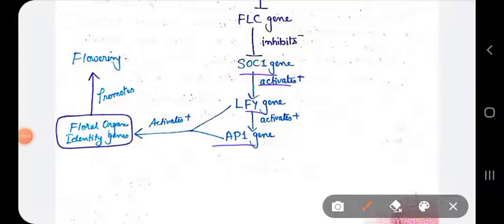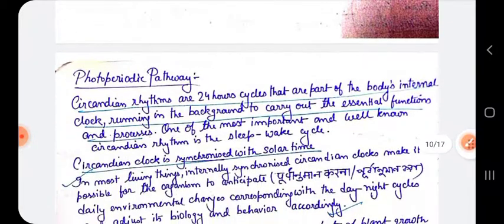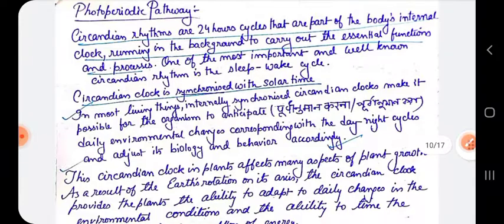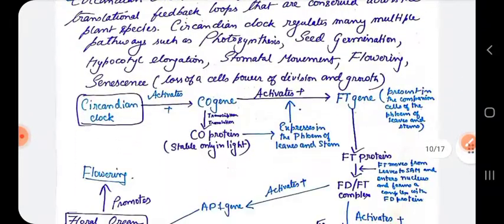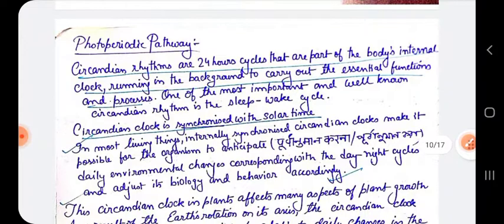Now, at the end of this lecture, I will discuss the fourth and final pathway. In the next video, we will discuss the ABC model of flower development. Let us see the fourth pathway now, which is quite lengthy, the photoperiodic pathway. Now, to understand the photoperiodic pathway, we have to understand something, the biological clock. Have you heard the term biological clock, also known as circadian clock?